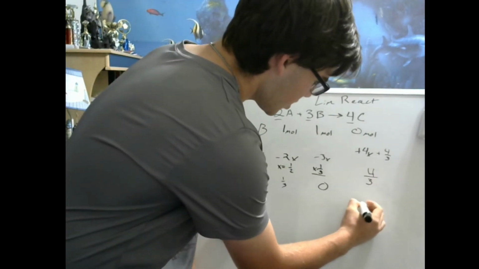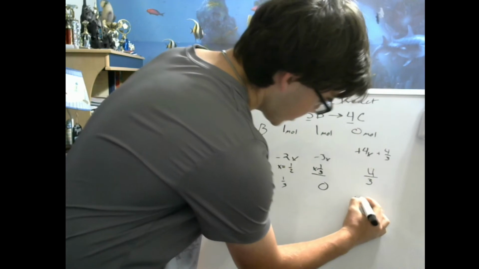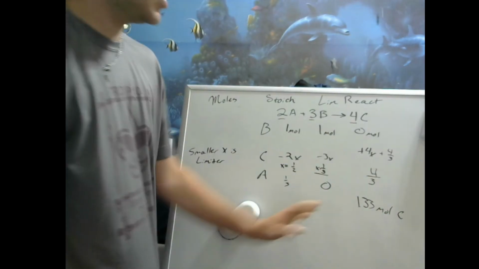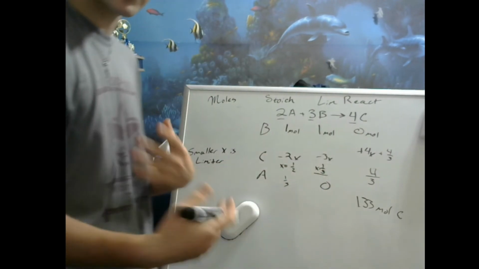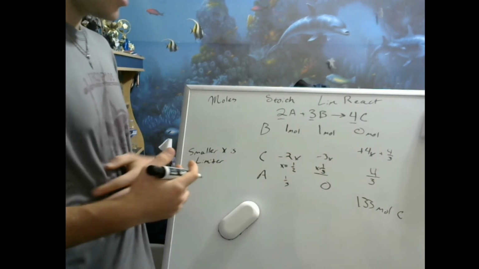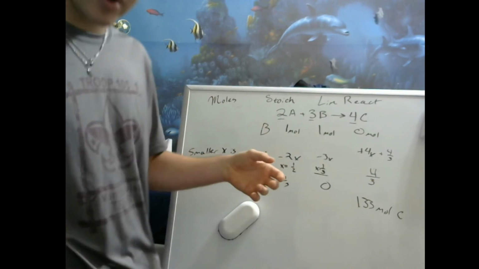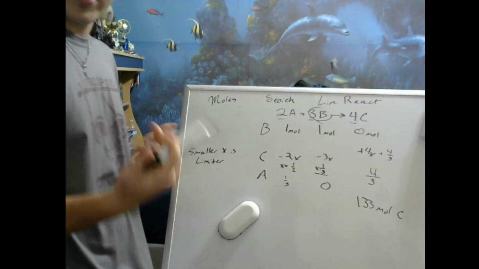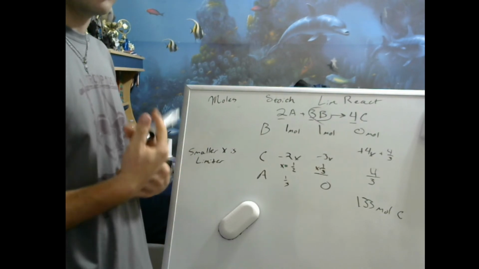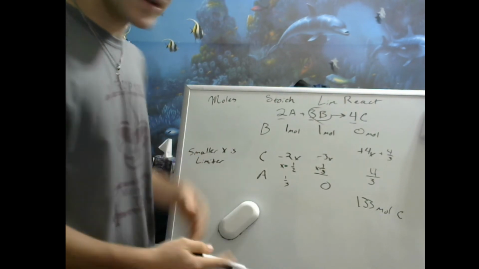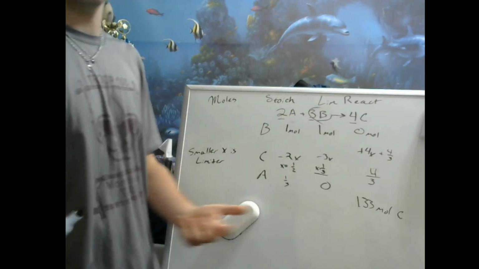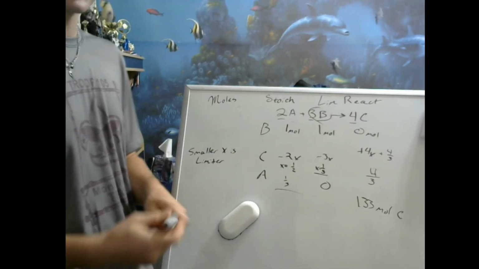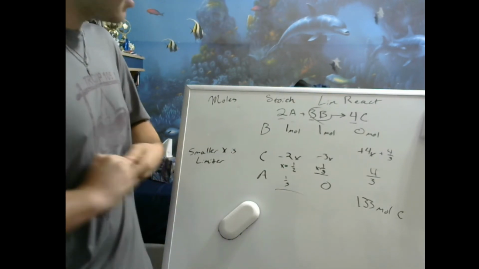So how much C do you produce here? You produce 1.33 moles of C, and you can convert that over to particles or to grams if you're given grams. And then it may ask you what's the limiting reactant. The limiting reactant would be B. And what reactant is in excess? It would be A. How much of the excess element is left over? It'd be 0.33 moles. So that's kind of how a limiting reactant works.